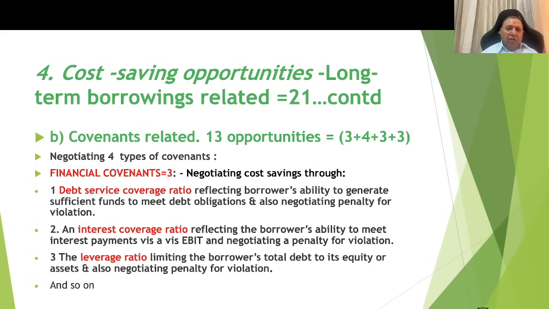There are 3 opportunities for cost savings through agreeing on a debt service coverage ratio, which reflects the borrower's ability to generate sufficient funds to meet debt obligations, and also negotiating the penalty for violations. Number 2, the interest coverage ratio, which reflects the borrower's ability to meet interest payments with EBIT, and negotiating the penalty for violation. Third, the leverage ratio, limiting the borrower's total debt to its equity or assets, and also negotiating the penalty for violation. Obviously, the FIs or the banks are going to put in these ratios in a way that is favorable to them.